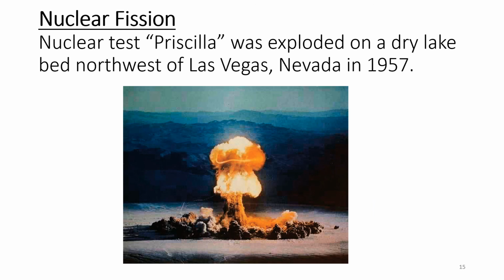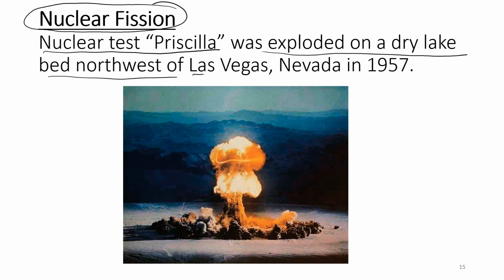This slide is in here to show you what a nuclear explosion would look like. Again, a nuclear explosion is a nuclear fission reaction process where you have radioactive isotopes that are being broken into smaller atoms than what you started with and giving off energy, obviously, as you can see in this picture. So this is a nuclear test called Priscilla that was exploded in a dry lake bed northwest of Las Vegas, Nevada in 1957. Again, just to show you a photo of what a nuclear bomb would look like.